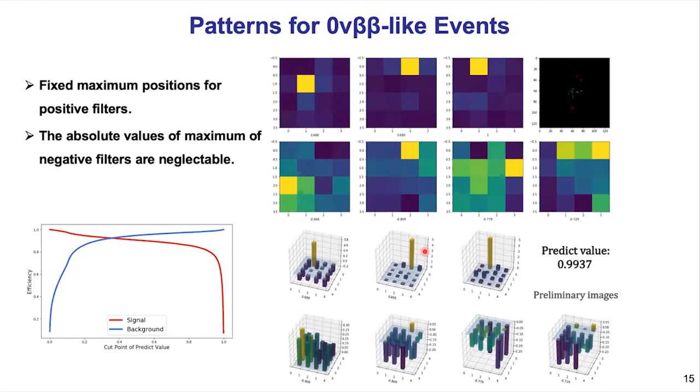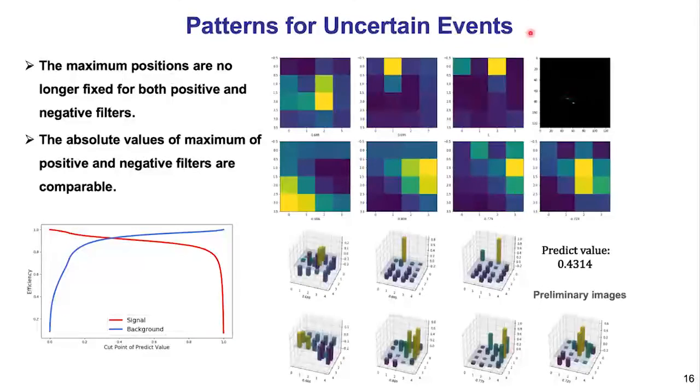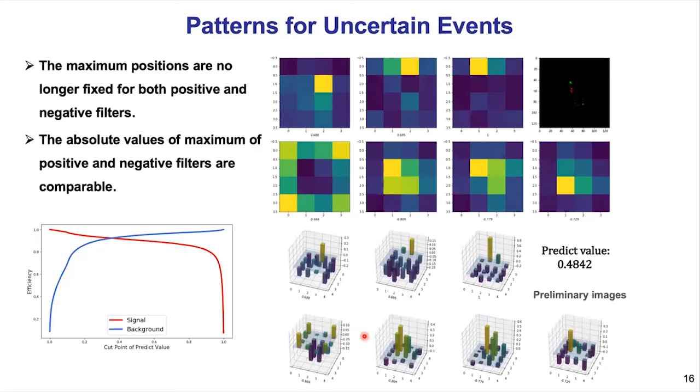And then for the middle predicted value, which refers to uncertain events, the maximum position are no longer fixed for both positive and the negative filters. The absolute value of maximum of positive and the negative filters are comparable, and the 2 supplementary filters show little difference from the other filters. Here are also some examples.